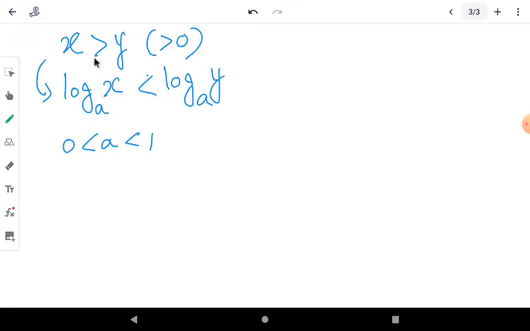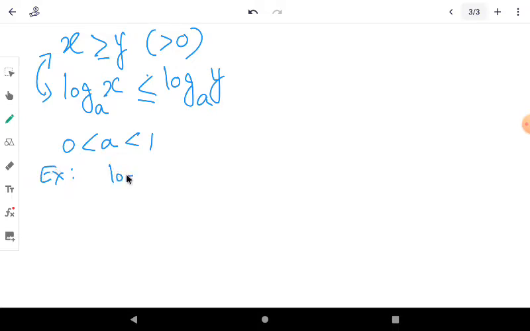What I mean to say is, if x is greater than or equal to y, after taking logarithm it will become less than or equal to. And this also holds in the reverse way, like if log x is lesser than log y, then x is greater than or equal to y, that also we can do. This holds for a between 0 and 1. As I said, how it came, that also we will see. Let's take some example to understand what exactly it is.